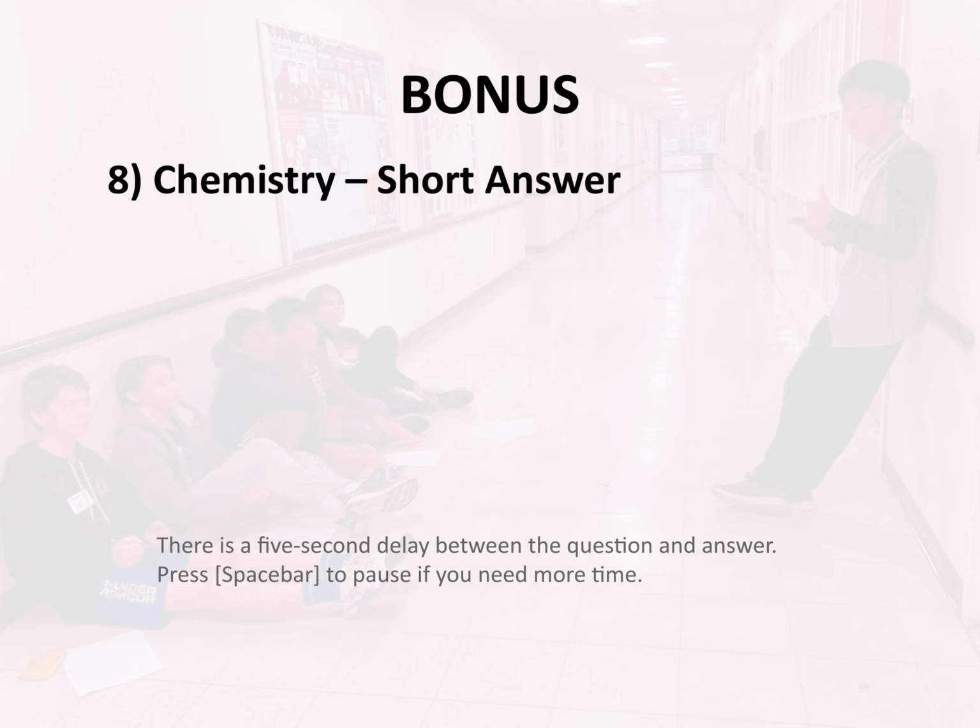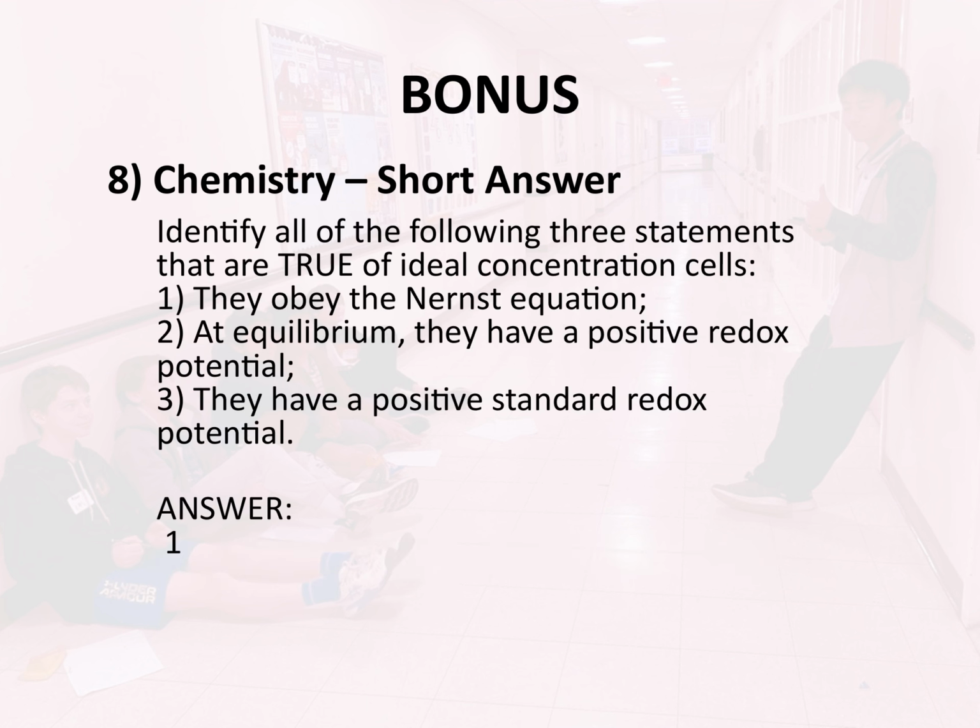Bonus 8. Chemistry, short answer. Identify all of the following 3 statements that are true of ideal concentration cells. 1. They obey the Nernst equation. 2. At equilibrium, they have a positive redox potential. 3. They have a positive standard redox potential. Answer: 1.